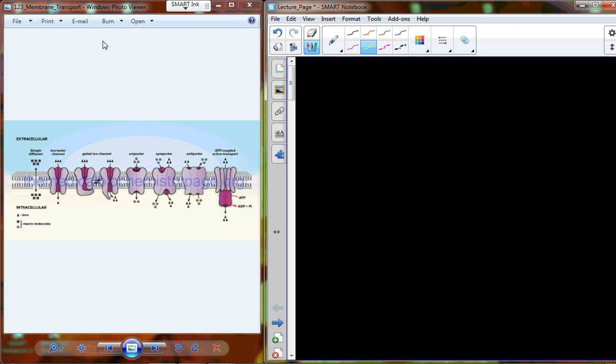So we were discussing transport mechanisms, and I've gone through all of the passive transport. And now we're looking at active transport mechanisms.